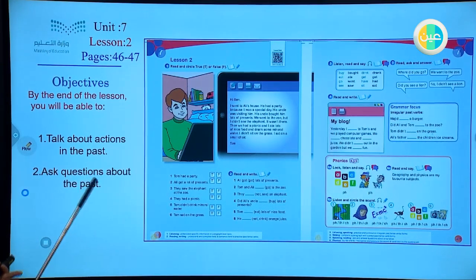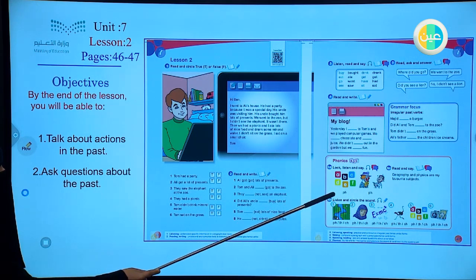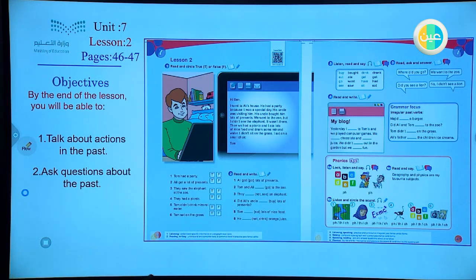Okay, so we are going to give some sentences in the past using regular and irregular verbs, and we are going to ask questions in the past. And also we have here some phonics. We are going to learn how to pronounce the fa in English. Okay, all right, let's start.